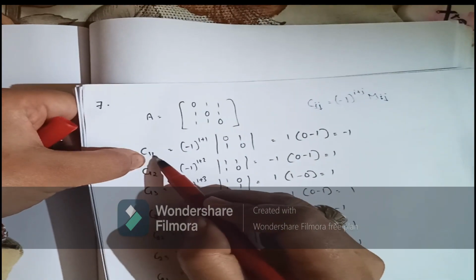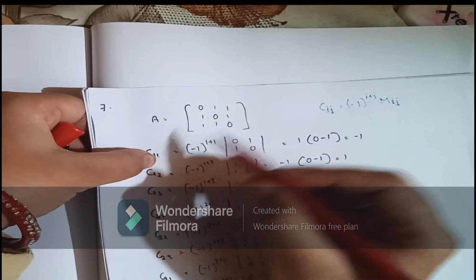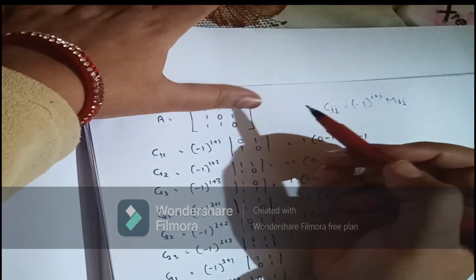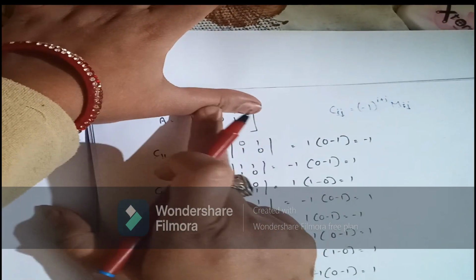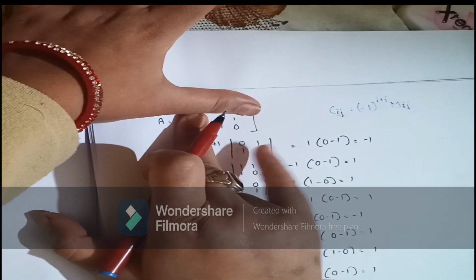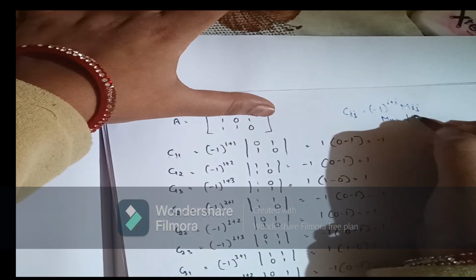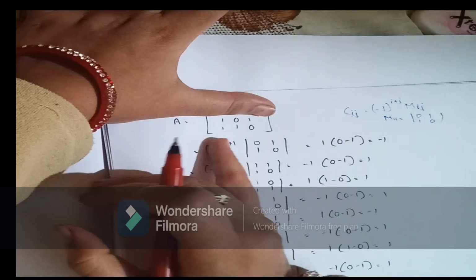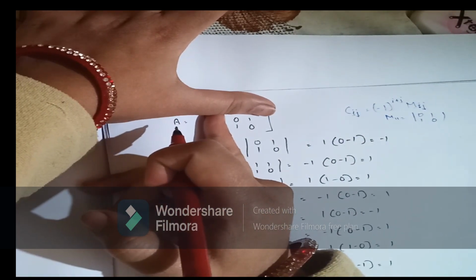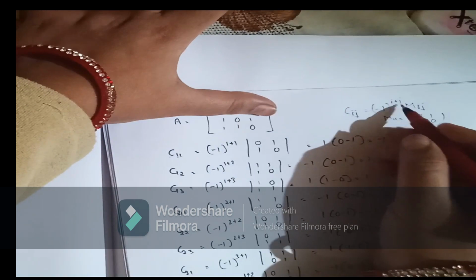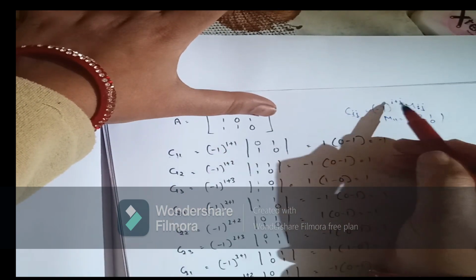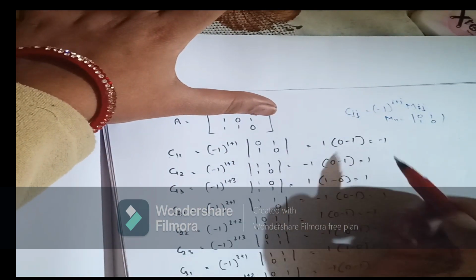So the first one is C11. The 1 shows the row. So first row, cover it up, then first column, cover it up. What's left? 0 1 1 0. Here M11 is equal to 0 1 1 0. You just cover it up and find M11, and multiply by minus 1 to the power 1 plus 1, as given, i plus j. Now you can find it out.